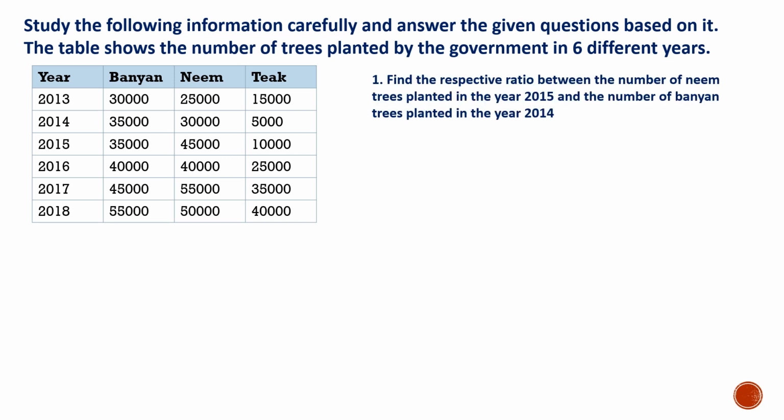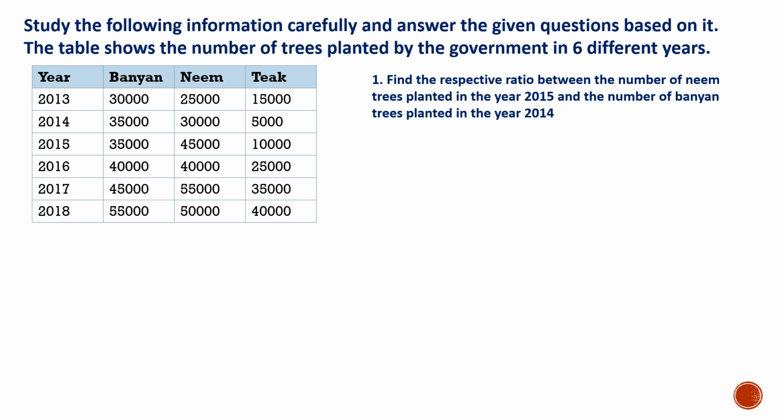First question, find the respective ratio between the number of neem trees planted in the year 2015 and the number of banyan trees planted in the year 2014. So we have to find the ratio between these two numbers.